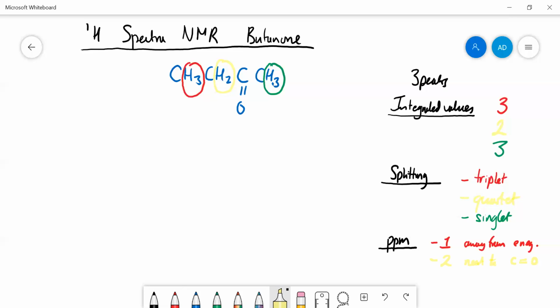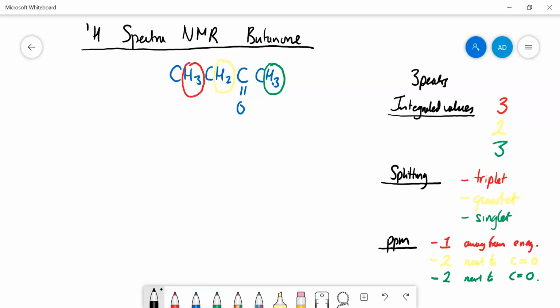You'll probably remember that. And that means, well, you can look at the green, that is also going to be a ppm of approximately 2, because they are next to a carbonyl. So I'm going to sketch what this would look like if it was put through an NMR machine, what the spectrum would look like. It would look something like this.